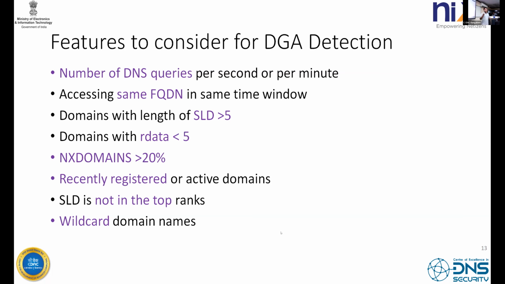Wildcard domain names, meaning suppose I register a domain name malicious.com, and in the record I specify *.malicious.com. That is a wildcard domain name. Now I don't have to register another domain name for a CNC server. Anything in the subdomain of malicious.com will get resolved to the CNC server. So that helps a lot for the DGA.